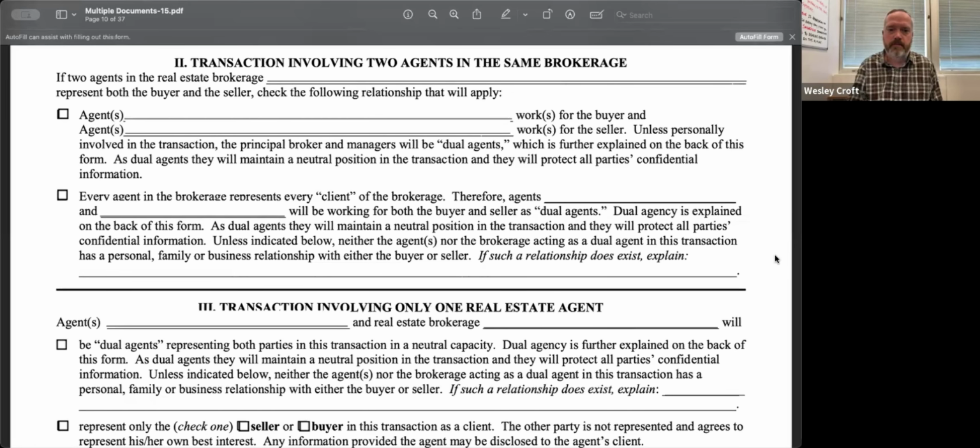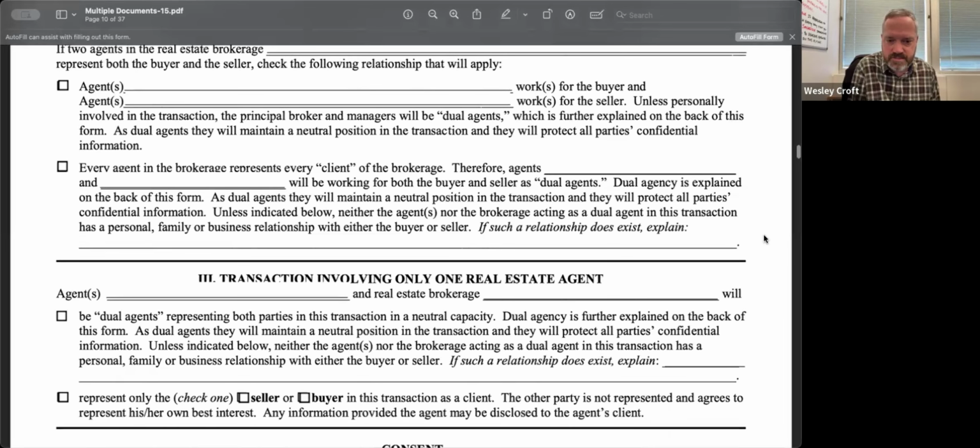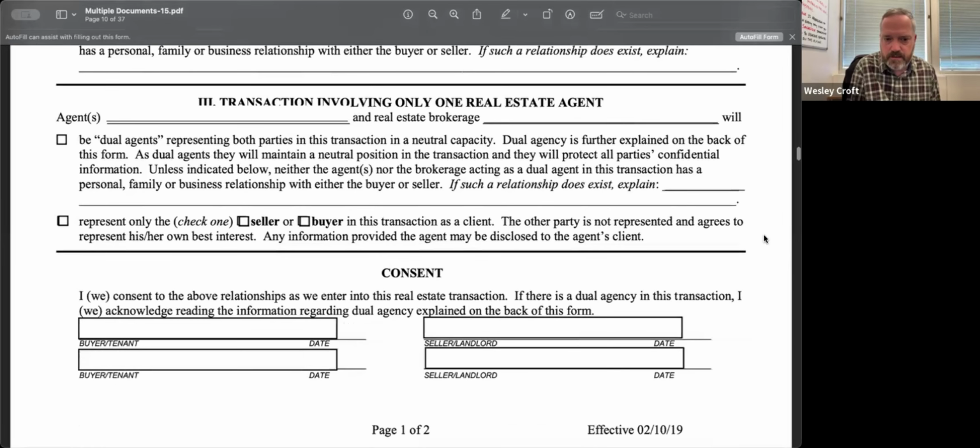Okay. There's also some dual agency on here. That'd be section 3. If you're doing dual agency, if you feel like you want to do a dual agency deal, please talk to Andrew Ginter before you do it. That is very, very important.